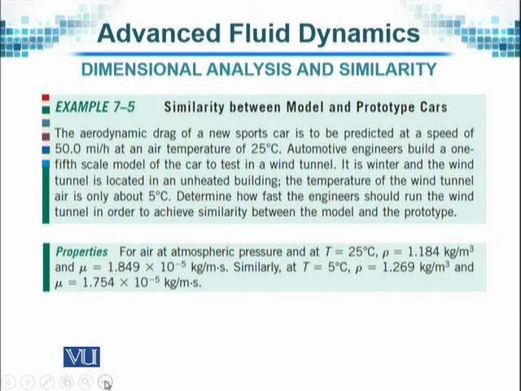Similarly, in the tunnel, the temperature is 5 degrees centigrade. The rho at 5 degrees centigrade, the density of air, is 1.269 kilograms per meter cube, and the coefficient of viscosity is 1.754 into 10 to the power minus 5 kilograms per meter second. So you can see with temperature variation, the density is changing and the coefficient of viscosity is changing, and they are the dominant parameters that play a role in this type of problem.